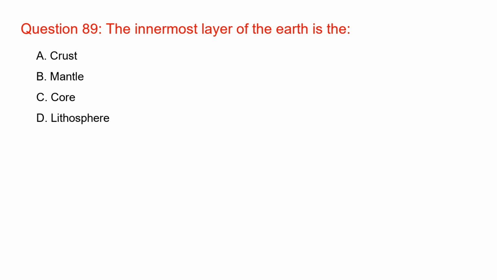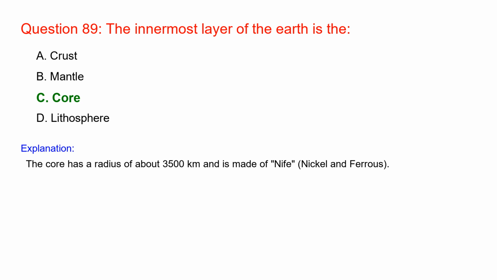The innermost layer of the earth is the core. The core has a radius of about 3,500 kilometers and is made of iron and nickel.